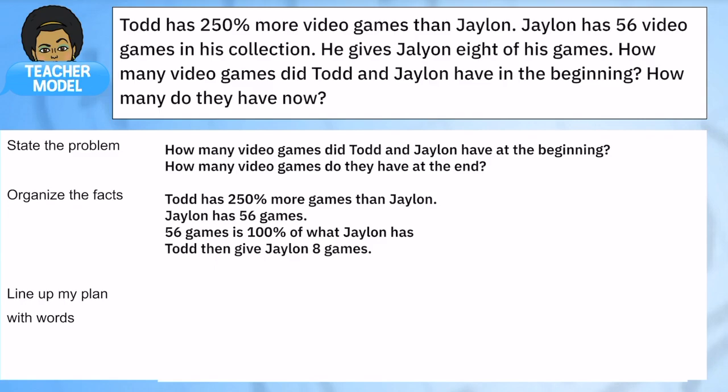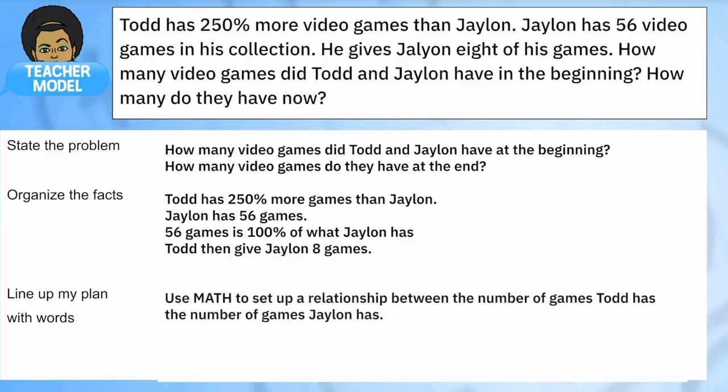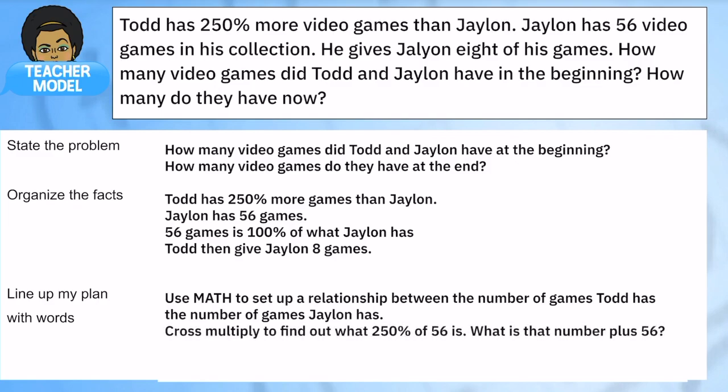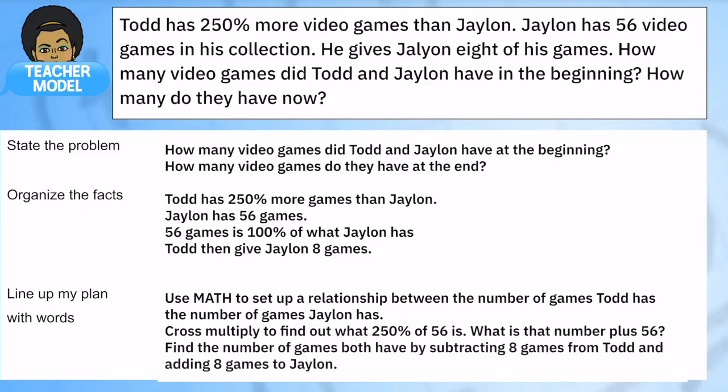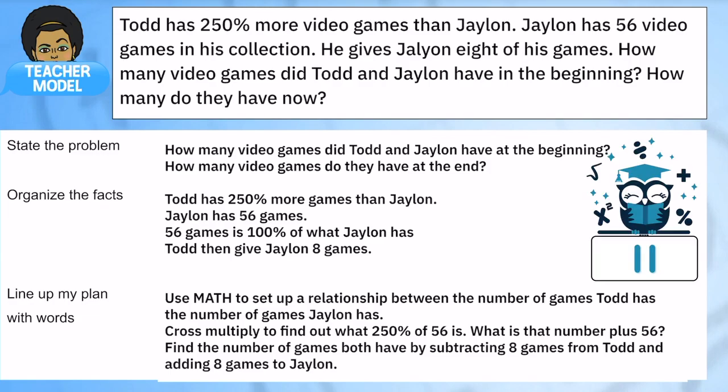So here's my plan. I told you this was spicy. We're going to use math to set up the relationship between the games Todd and Jalen have. We're going to figure out what is 250% of 56, and then what is that number plus 56? Like, if we added it, what is 250% more? And then after we know those two numbers, we're going to take 8 away from Todd and add 8 to Jalen. So this is spicy. We're going to go through this together, and I'm going to try and use a model to help visualize it. But hit pause so you can jot this down into your notes.